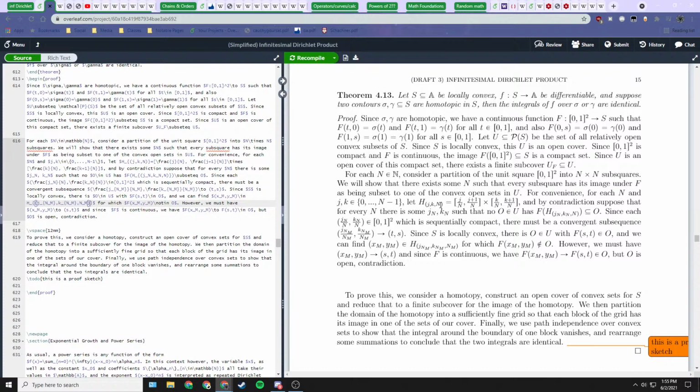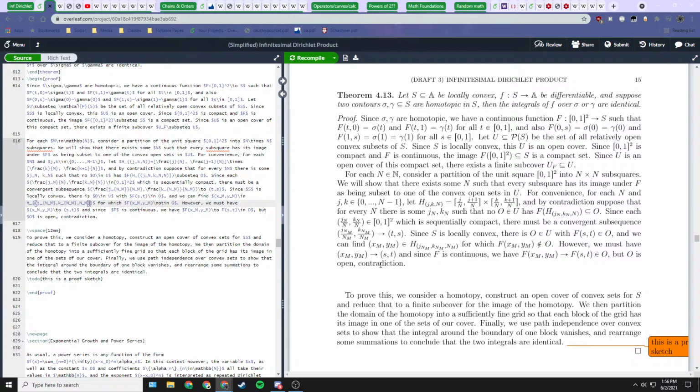Each of these tiles, at each time n, for each partition size n, was selected so that no open convex set in U covers it. But since we have these subsequences, for each one of these we just find x and y which is not in O, because that was by premise. None of these tiles can be covered by any of the convex open sets. So none of them can be covered by O.